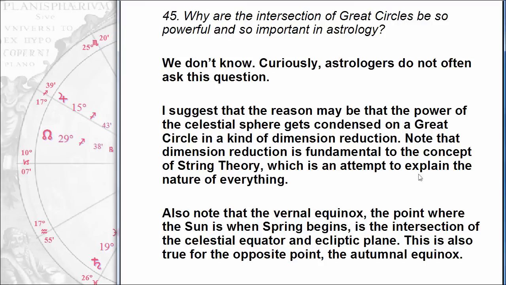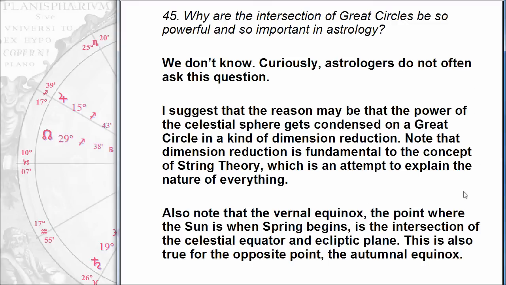Roundness in 3 dimensions is a ball or a sphere, and then that roundness can collapse into a circle. So that may sound abstract, but dimension reduction is fundamental to some ideas on the basic nature of the universe, and it may have something to do with why they're important in astrology. Basically, people hardly ever ask the question. I ask the question, and I'm proposing also, just proposing one possible way of thinking about it.